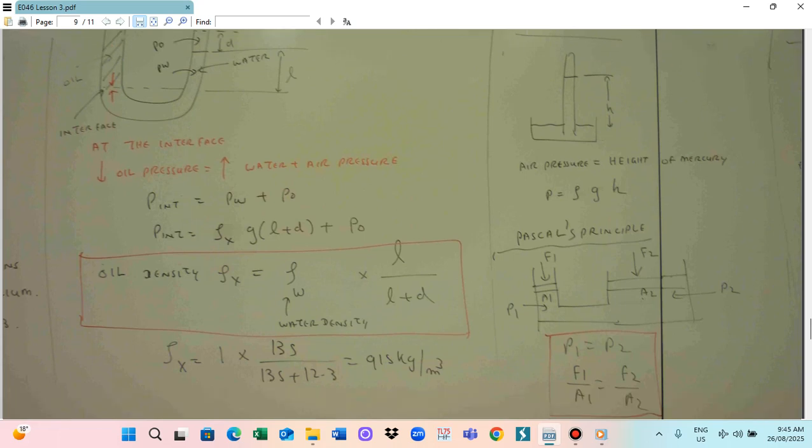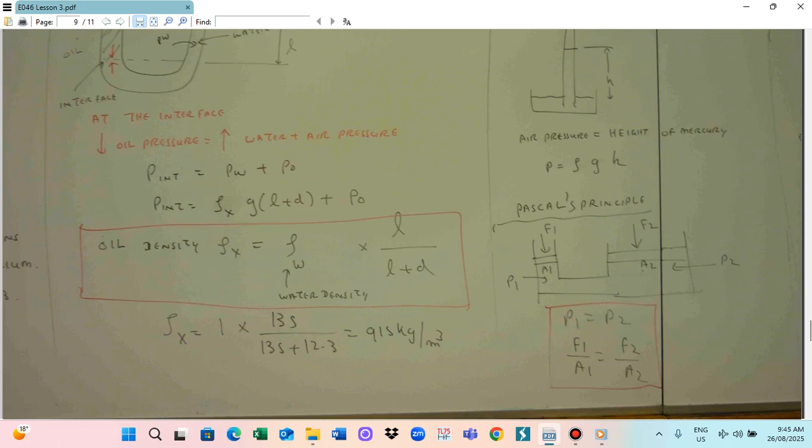Okay, the next topic will be the Pascal principle. Pascal principle means that all the pressures in the liquid are equal. This is for these two cylinders: the small cylinder and the big cylinder. The force on the small cylinder is F1, and this is area A1. The force on the big cylinder is F2, and this is area A2.